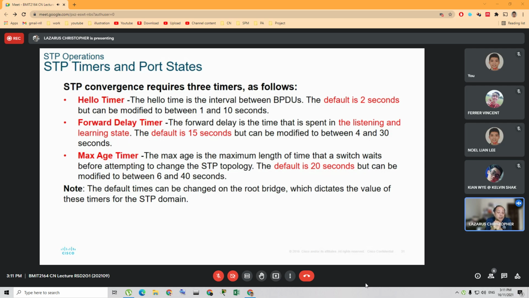The default times can be changed on the root bridge, and from the root bridge it will propagate the new timer to the others via the BPDUs. That means you don't have to go to every switch. You go to the root bridge, you change these values there, and it will be propagated to the rest of the switches. So these timers are a way for us to configure things. If you take the default values, it's all right, but it's a way for us to configure the convergence times, the period between sending BPDUs and things like that.